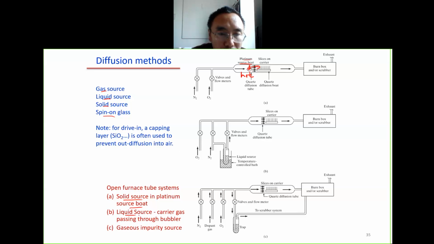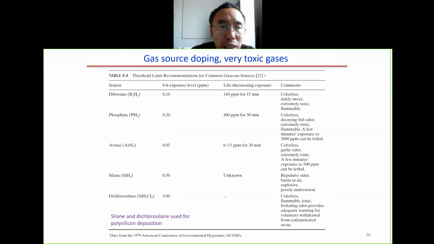The second one is the liquid source. In this case, we have nitrogen bubble through the liquid, then come to the wafer. The third one is the gaseous source. Here we have the dopant gas come to the wafer to dope the wafer. Afterwards, we have this burn box. We use oxygen to burn away the toxic material, then we go to the exhaust. Now we look at the different dopant gases. For boron, it's typically called diborane. This one is very toxic.